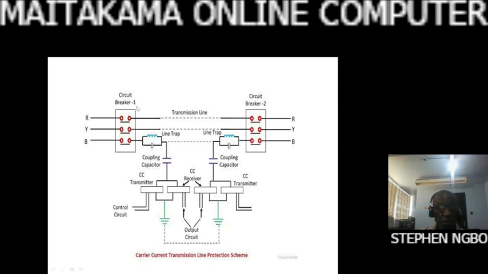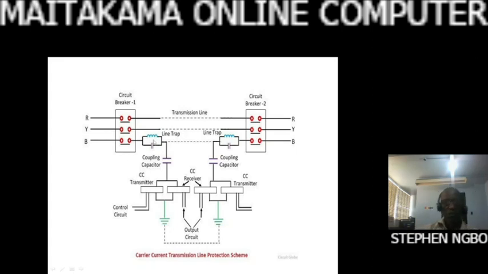So in this station 1, this receiver receives the carrier current signal from this transmitter of station 2. Then the receiver converts the carrier current signal to a DC voltage and sends it to a relay for the operation of these two breakers. So when these two breakers, breaker of station 1 and breaker of station 2, operate, they separate the line from the line fault.